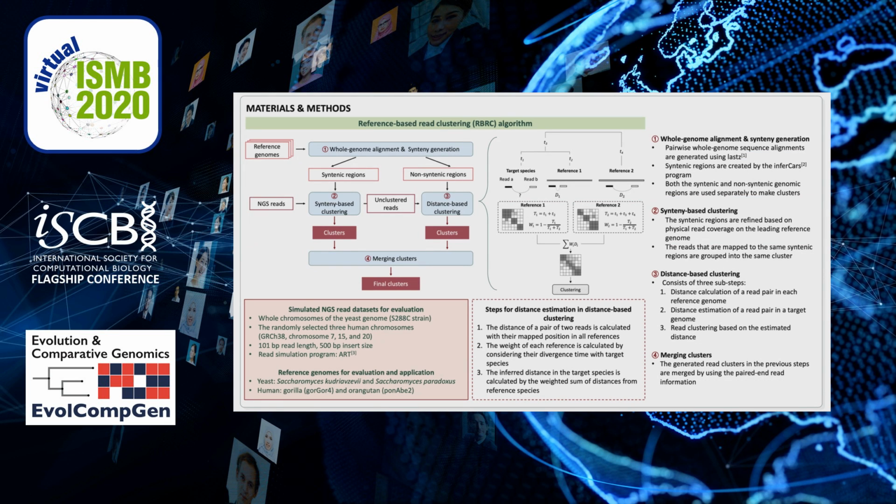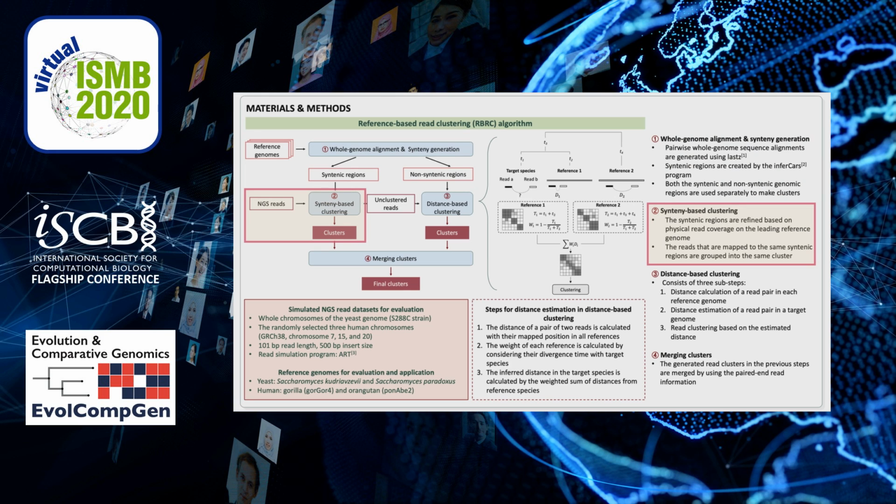Our clustering algorithm consists of 4 steps. In the first step, using a set of genome assemblies of reference species as input, pairwise whole genome sequence alignment is performed between one of the reference species chosen as a leading reference and each of the other ones. Pairwise whole genome sequence alignments are then used to create syntenic regions among the used reference species.